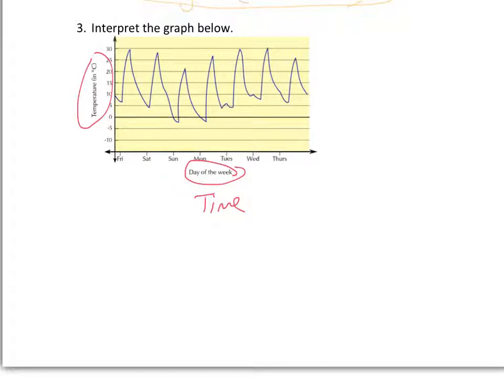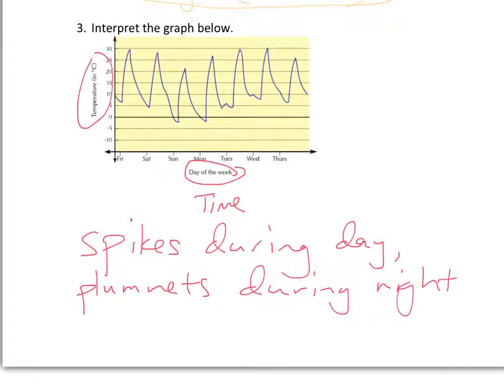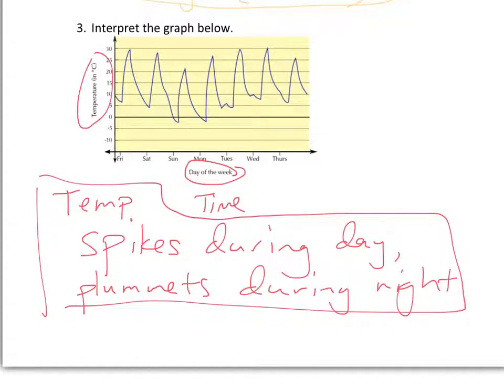Now we see that the temperature spikes during the day and it drops to its lowest overnight. Spikes during the day, drops low at night. So that's pretty much what's happening here. Spikes during the day, plummets during the night. And we're talking about the temperature. So that's pretty much it for this section, and we'll check out some more stuff in section 7.